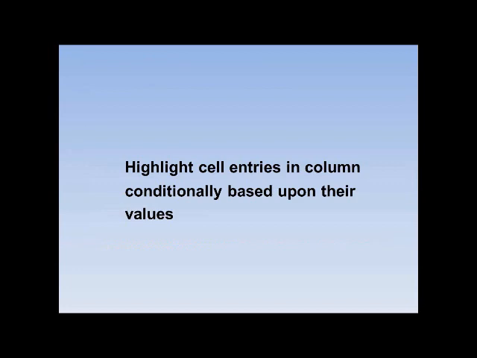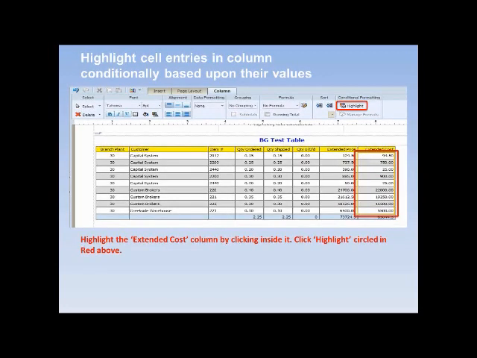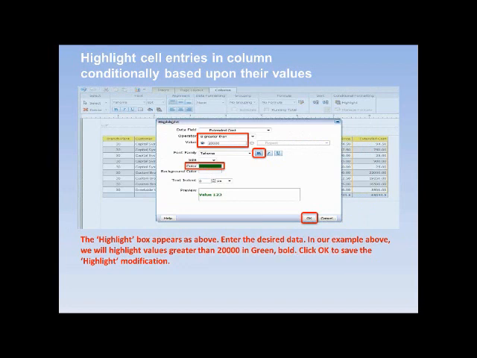Now I'll show you how to highlight cell entries in a column conditionally based on their value, which is a very great technique to highlight certain data results. So in the extended cost column, I click inside to get the orange bar around the entire column. I click Highlight just above it.